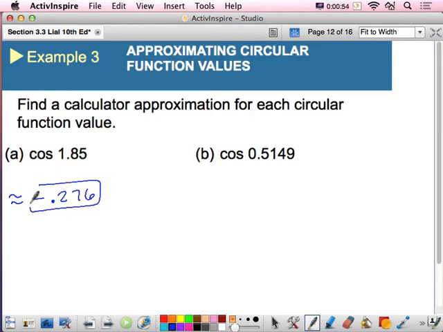Is everybody's calculator displaying that rounded to 3 decimals? Okay. Did I write it down right? Negative 0.276? Okay. Now I want you to find the cosine of 0.5149 radians.